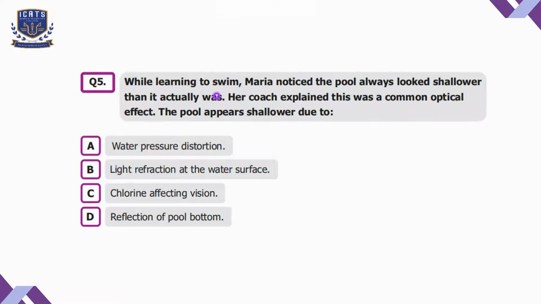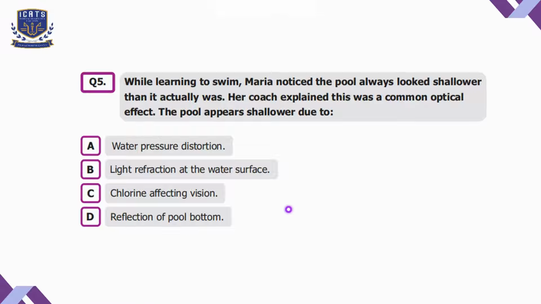Question number 5. While learning to swim, Maria noticed the pool always looked shallower than it actually was. Her coach explained this was a common optical effect. The pool appears shallower due to: option A, water pressure distortion; option B, light refraction at the water surface; option C, chlorine affecting vision; option D, reflection of pool bottom.